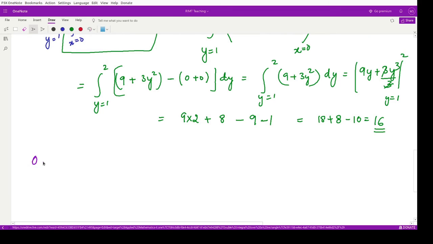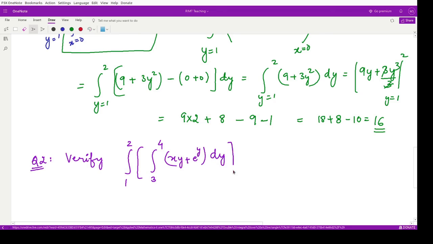So question number 2. It says verify that the integration from 1 to 2, in brackets we have the integration from 3 to 4 of the function xy plus e to the power y dy, and then brackets dx, is equal to the integration from 3 to 4, and then brackets, the integration from 1 to 2 of xy plus e^y dx dy.